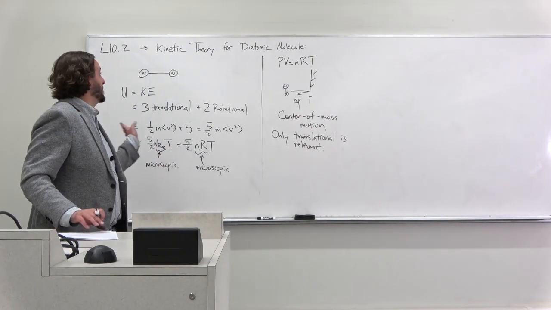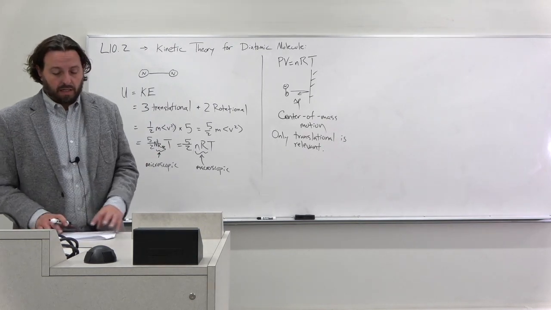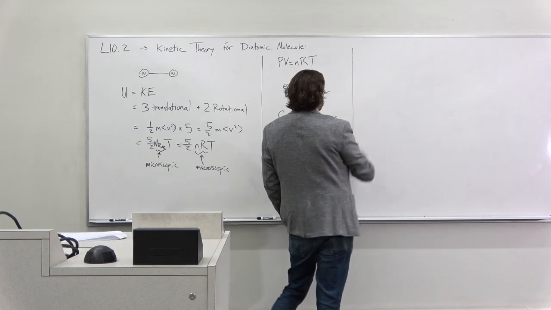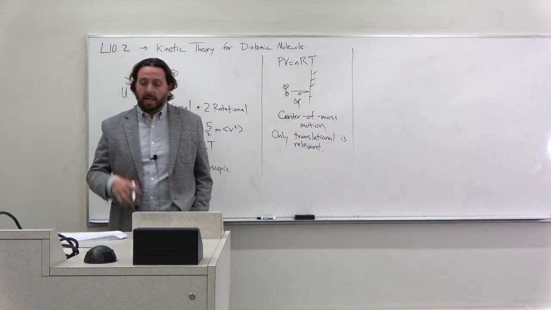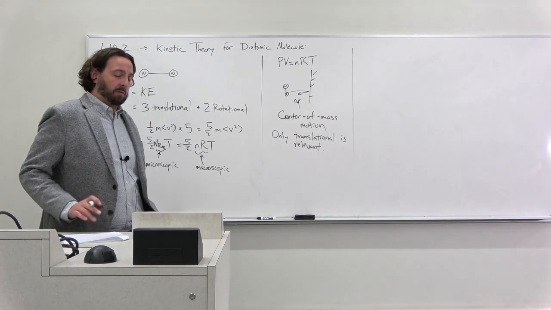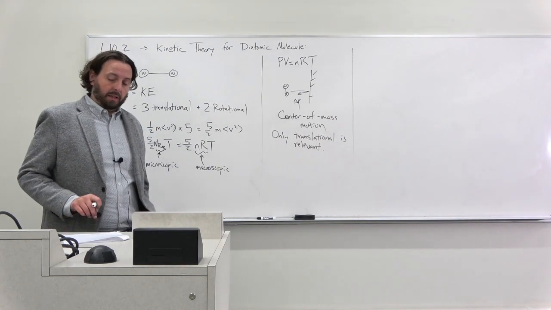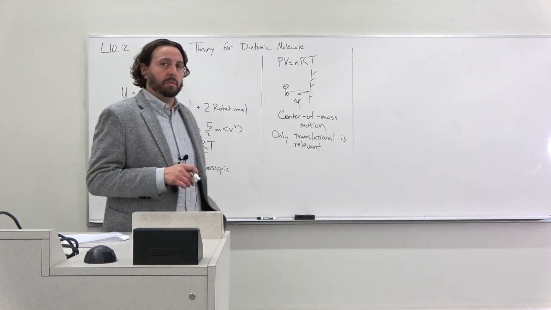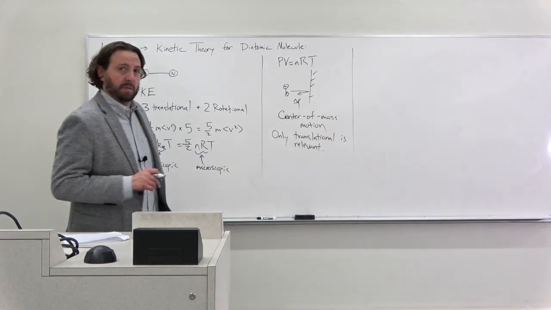Okay, so that's all I wanted to say for the kinetic theory of diatomic gases. Now we're going to do an example in class where we're going to actually calculate the average speed of a nitrogen molecule in the room, and we're going to calculate what the internal energy of the air in the room is. We'll do some quick estimations.